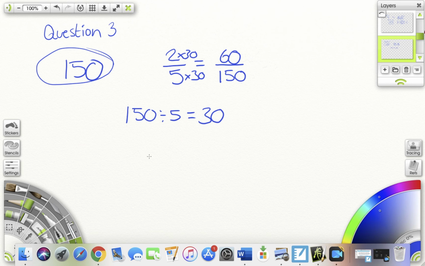So how many passengers are left on the train? 150 minus 60 will give us how many passengers are left on the train, because 60 got off the train. I need to figure out how many are still on it. So 150 minus 60 equals 90. So I have 90 passengers still on the train.